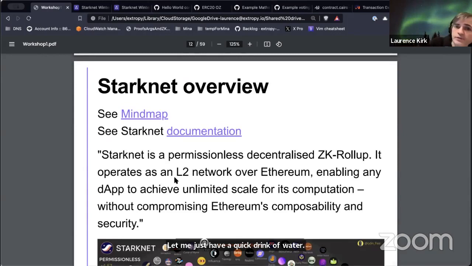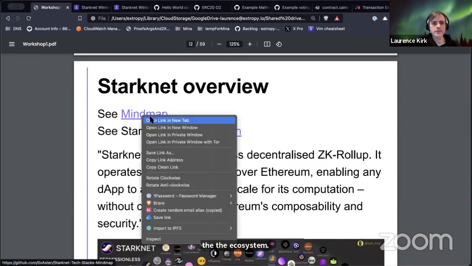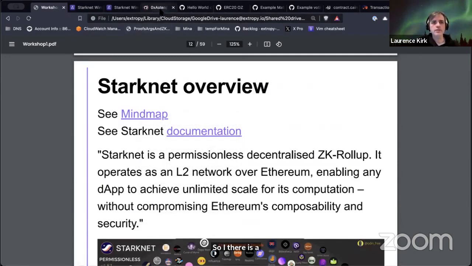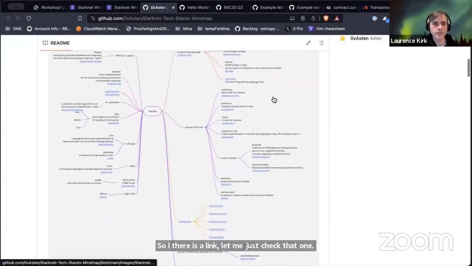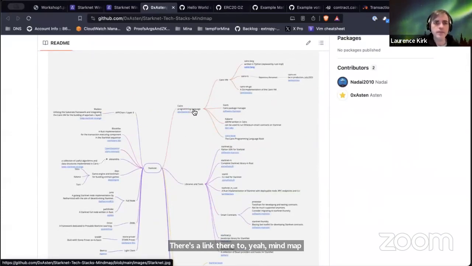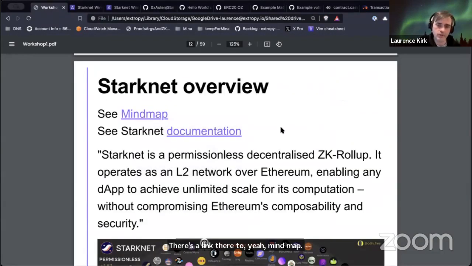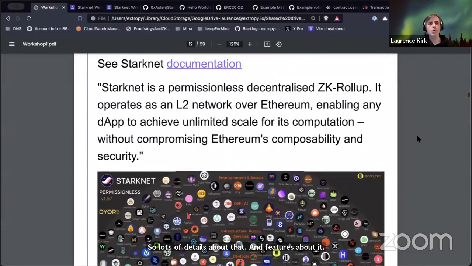So let's have a look at StarkNet generally, because if you're going to be building on StarkNet, you really need to understand what it is doing, what its strengths and weaknesses are, and also have an idea of the ecosystem. So there is a link. Let me just check that one. There's a link there to a mind map, so lots of details about it and its features, where you can investigate it some more.